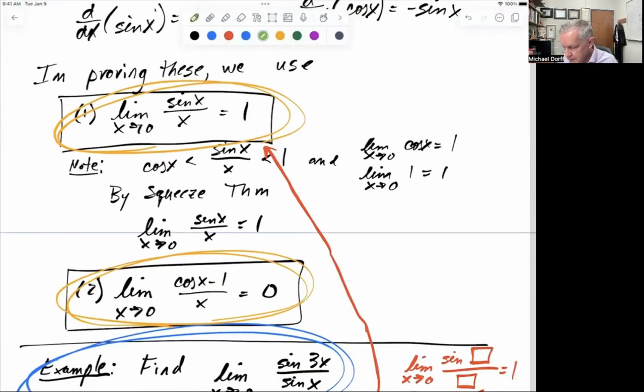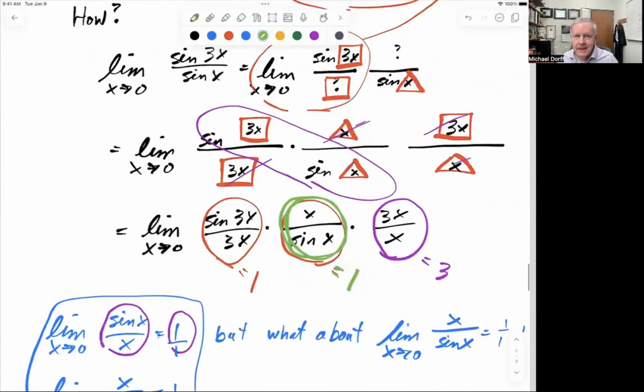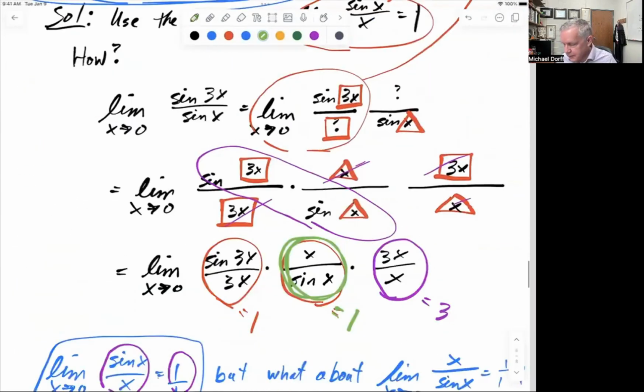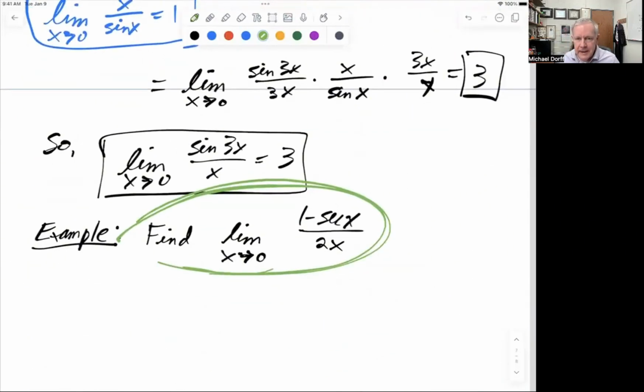The first one there in yellow or orange is the limit as x goes to 0 of sine x over x. So I've got a sine there. In the second one, I've got the limit as x goes to 0 of cosine x minus 1 over x. I've got cosines. That's a key to determine which one of those to use in my problem, because I want to get the problem I'm looking at, like this one, in terms of sine and cosine. So we're going to rewrite this one.